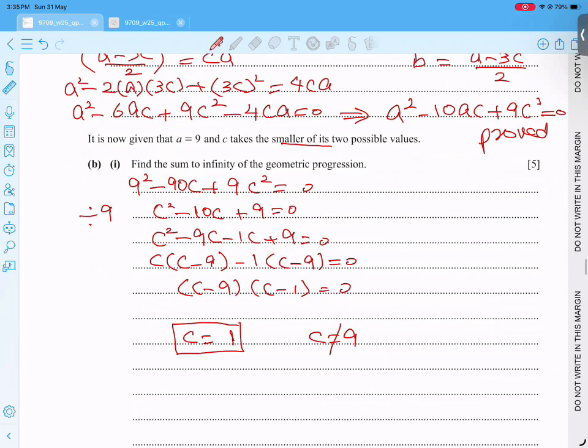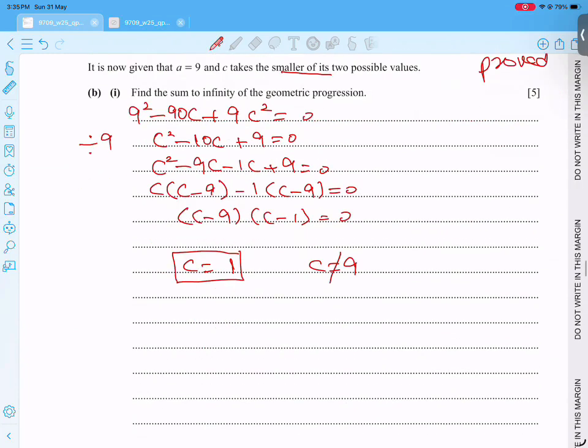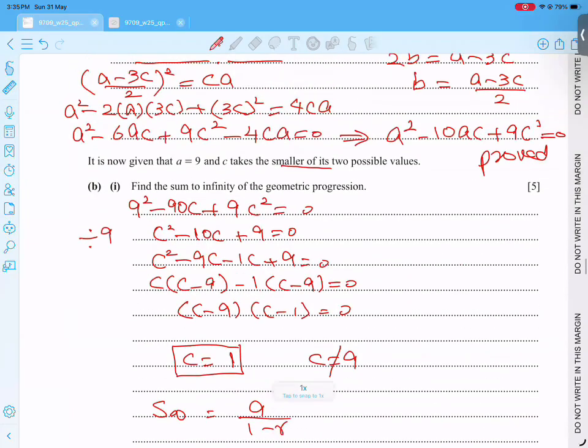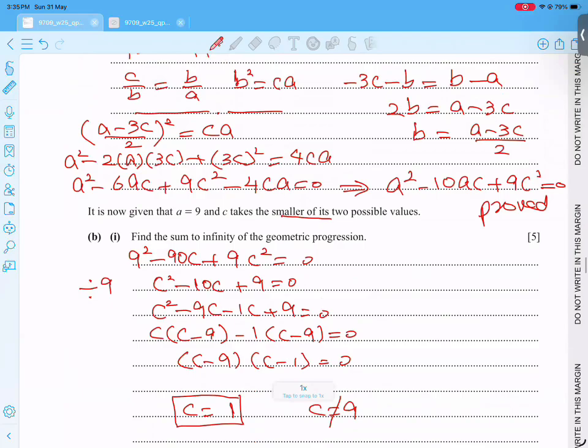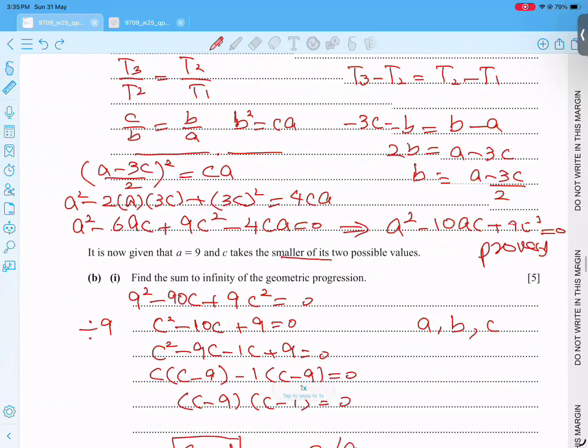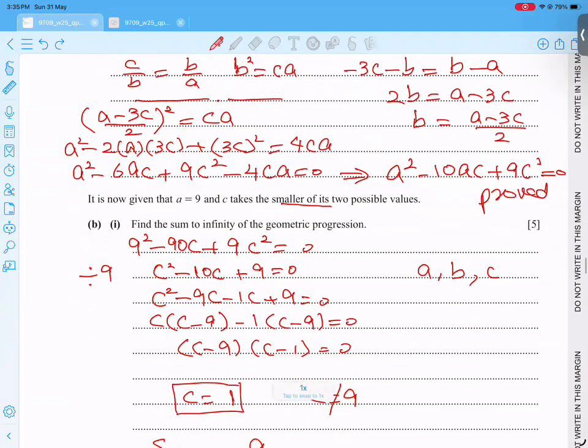Now he's asking for the sum to infinity. Sum to infinity formula is a over 1 minus r. Now the thing is that we have three values, a, b, c, in geometrical progression. And the a value is 9, you can see clearly. I'm writing here 9. And the C value, I have 1 now. So I'm going to plug it in there, so I will get the b value as well.